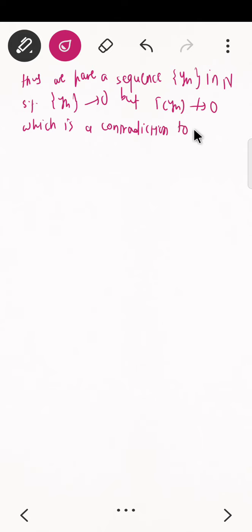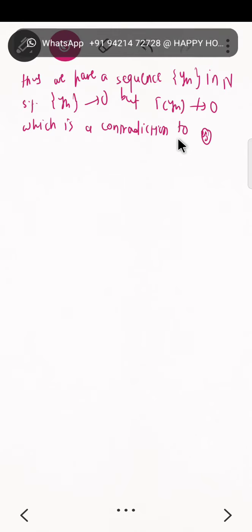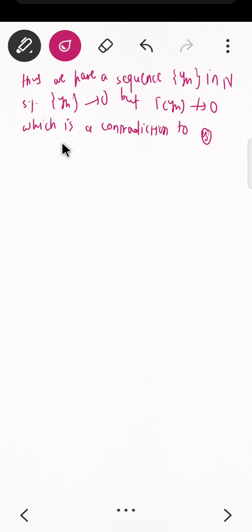It is a contradiction to 2, since T is continuous at 0, so T of yn should converge to 0. Why is this contradiction happening? Because of our wrong assumption. Hence this 3 must hold.